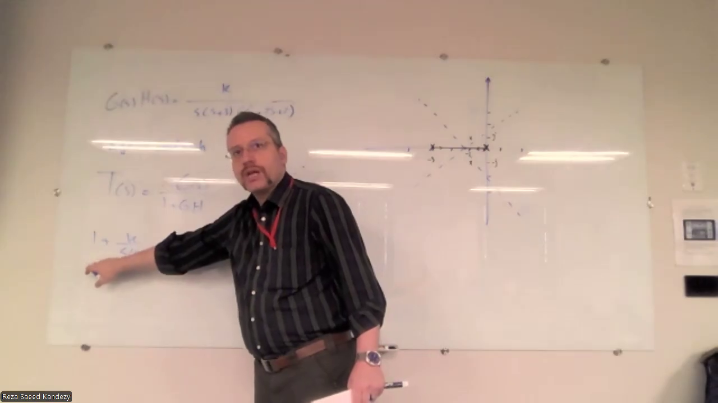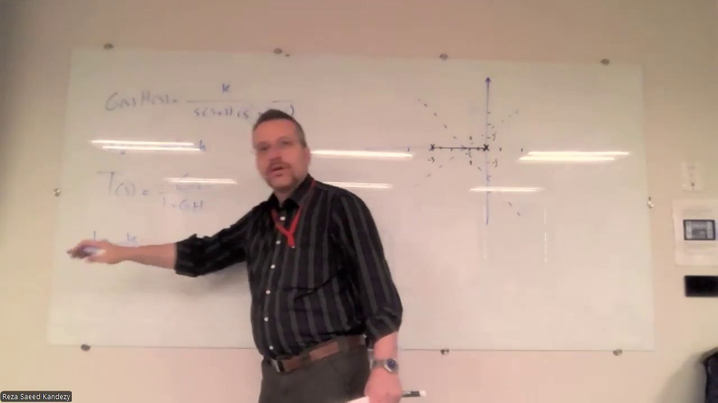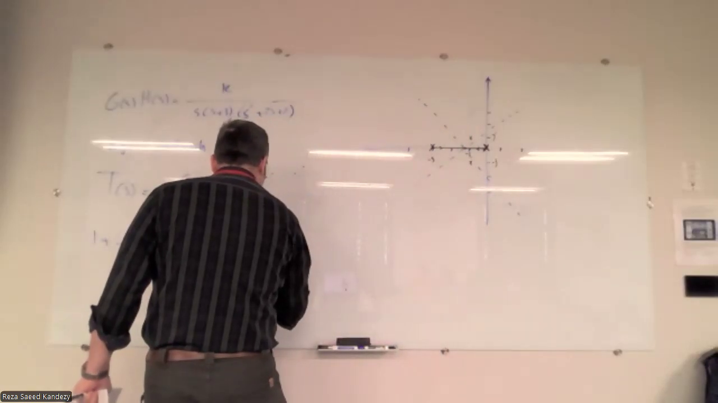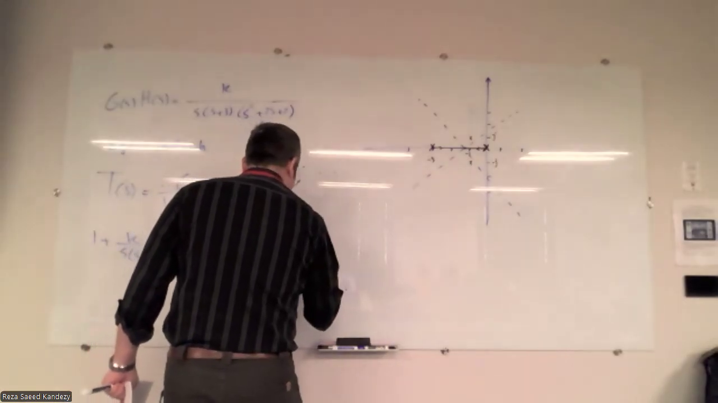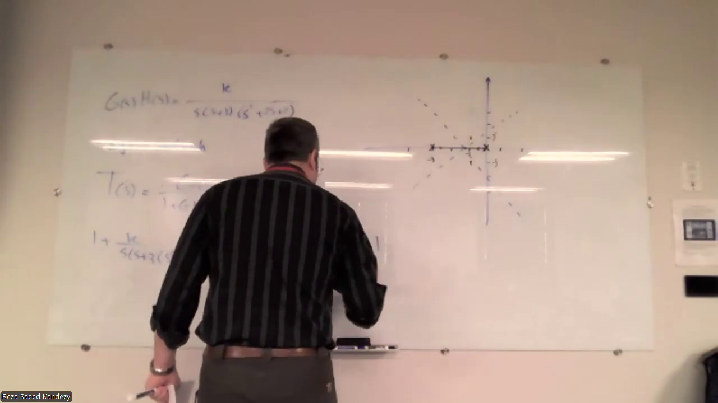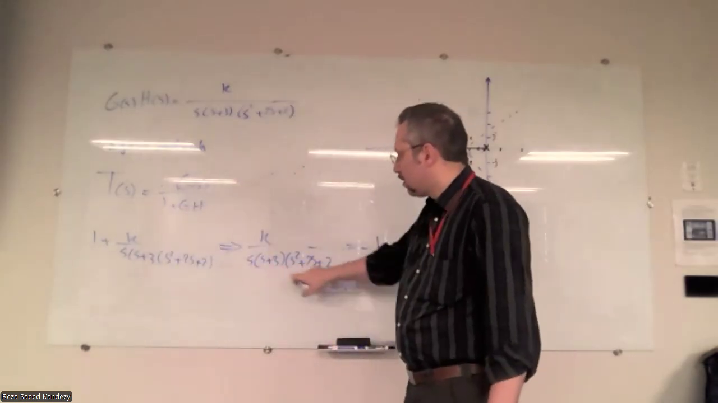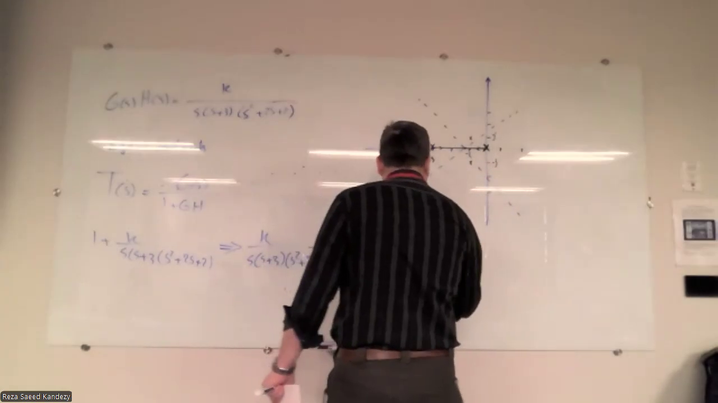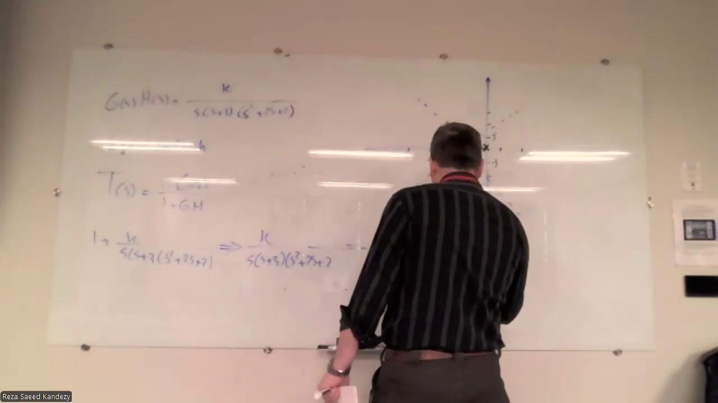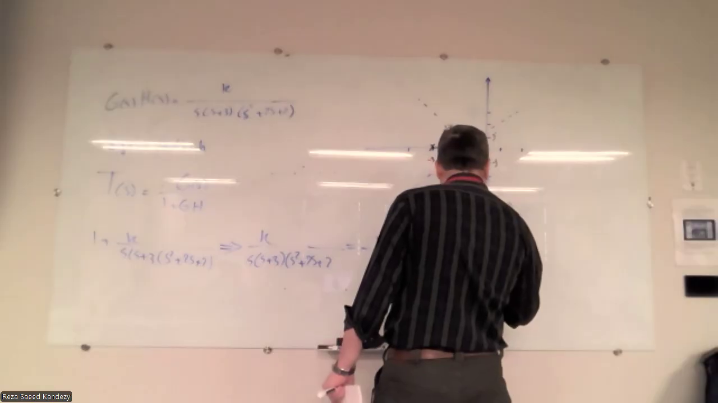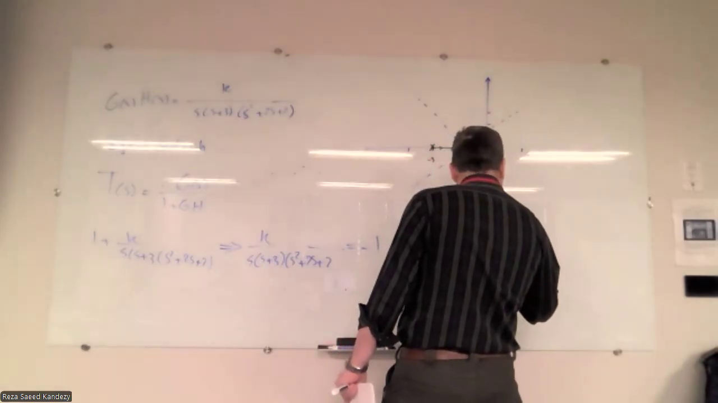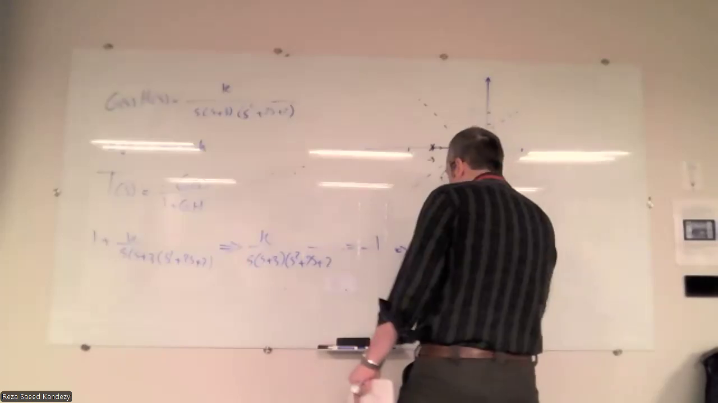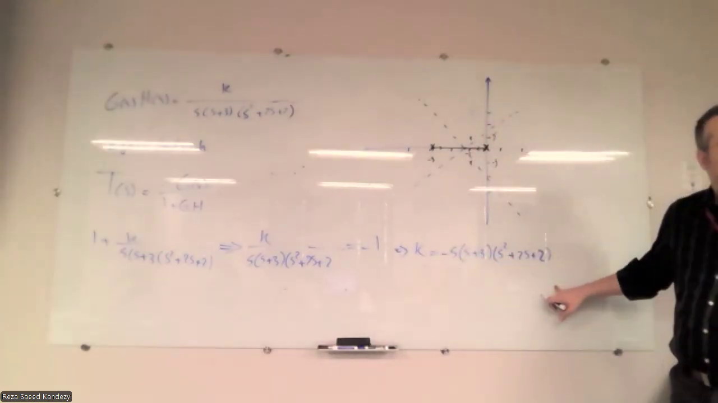If this is the function, we can move that 1 to the left-hand side of the equation. So k over that denominator becomes equal to -1, and then we can multiply both sides by the denominator. That means k will be equal to minus s plus 3 times s squared plus 2s plus 2. Now we have k as a function of s.